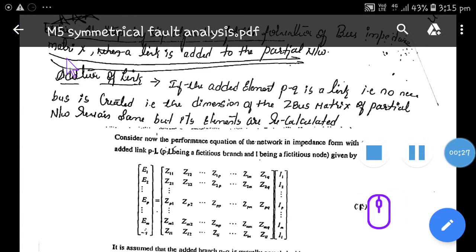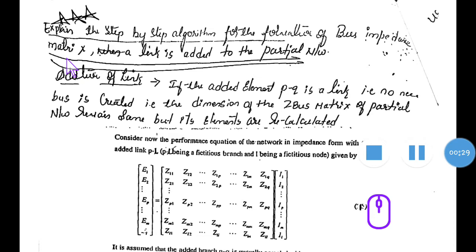This is the question that they are going to ask: explain the step-by-step algorithm for the formation of bus impedance matrix when a link is added to a partial network. Before doing this derivation, you should know what happens when a link is added to a partial network. An extra row and column gets created, that is, a fictitious node L is created here, so that afterwards that row and column has to be deleted.